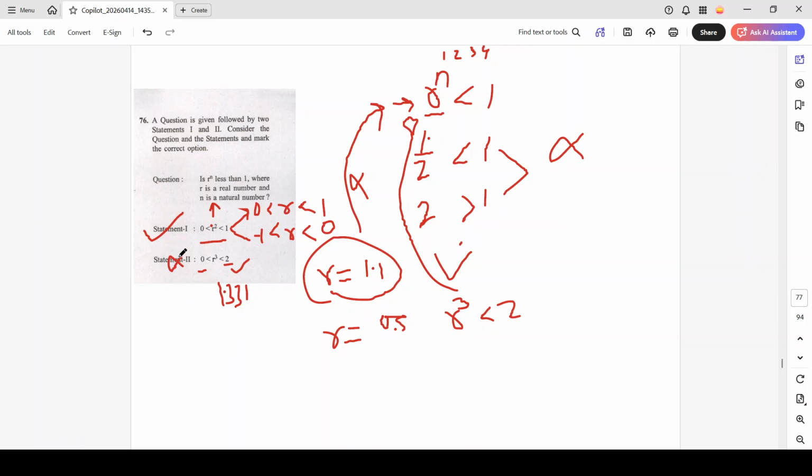What does it mean? That the question can be answered using only statement 1, but not statement 2.